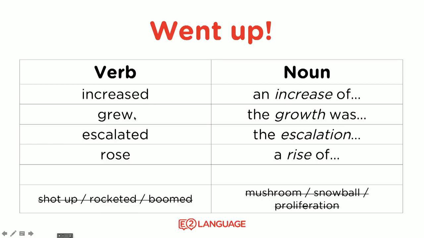So for went up, increased is a good one, but you don't want to use that too many times. You could say grew, escalated, or rose. You don't want to use silly words like shot up, rocketed, or boomed because they're not academic. And if you want to use the noun form here, you can say an increase of, or the growth was, or the escalation, or a rise of. You don't want to use nouns such as mushroom, snowball, or proliferation. They're just not academic enough.